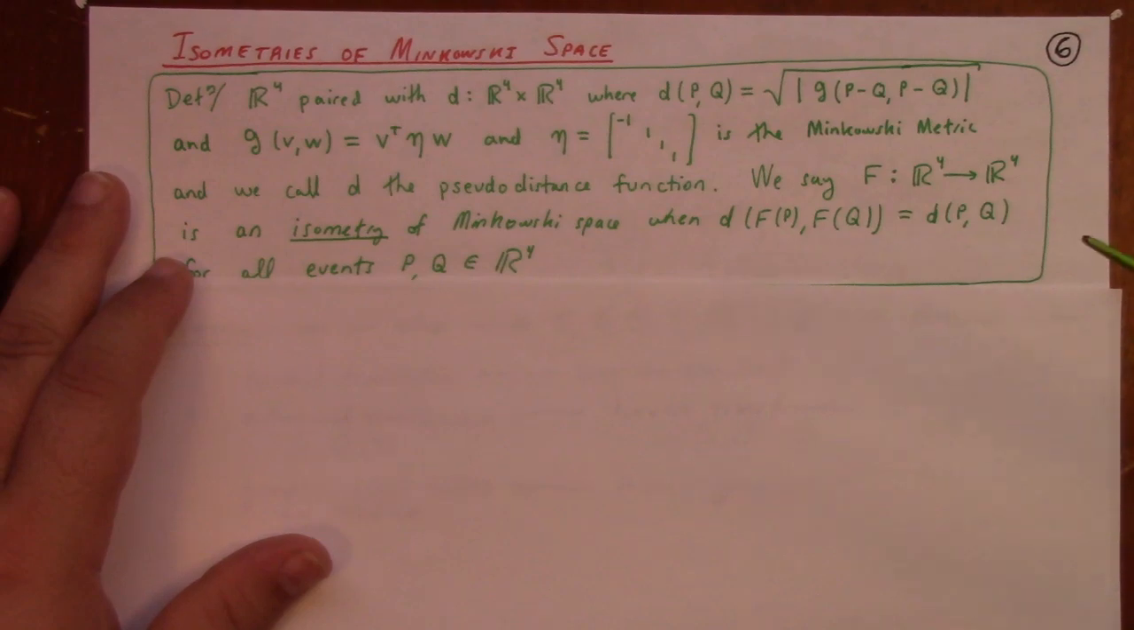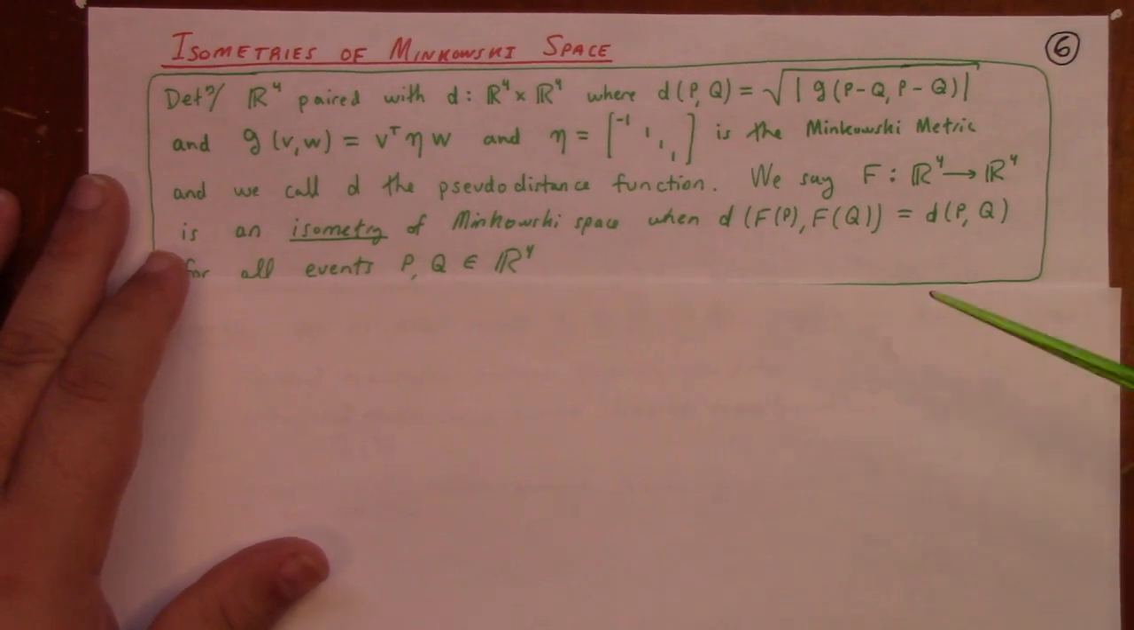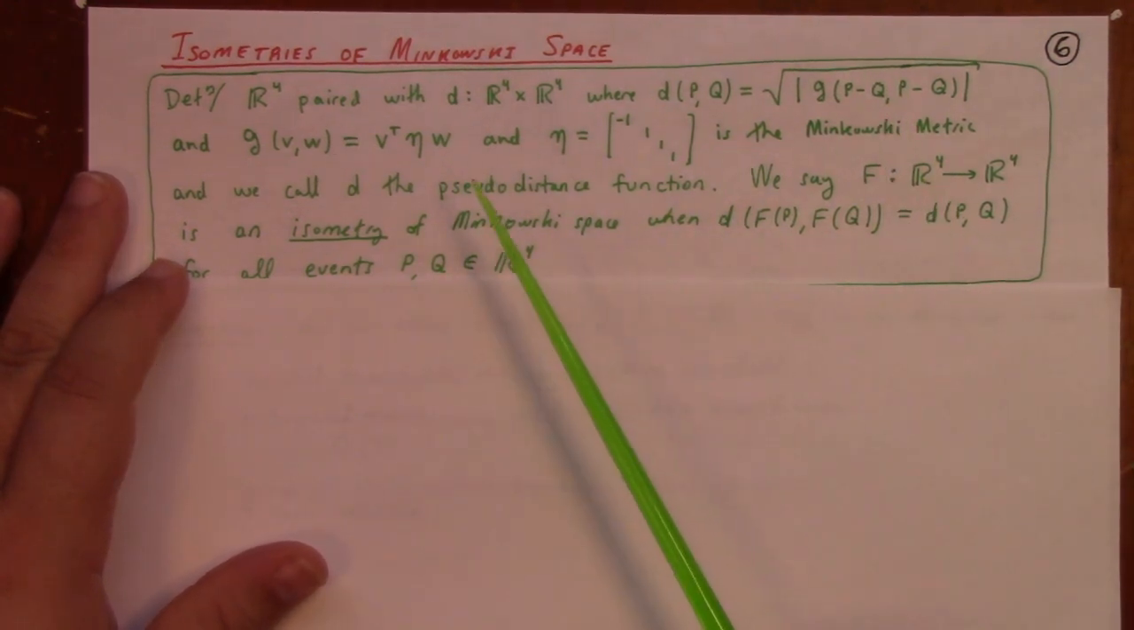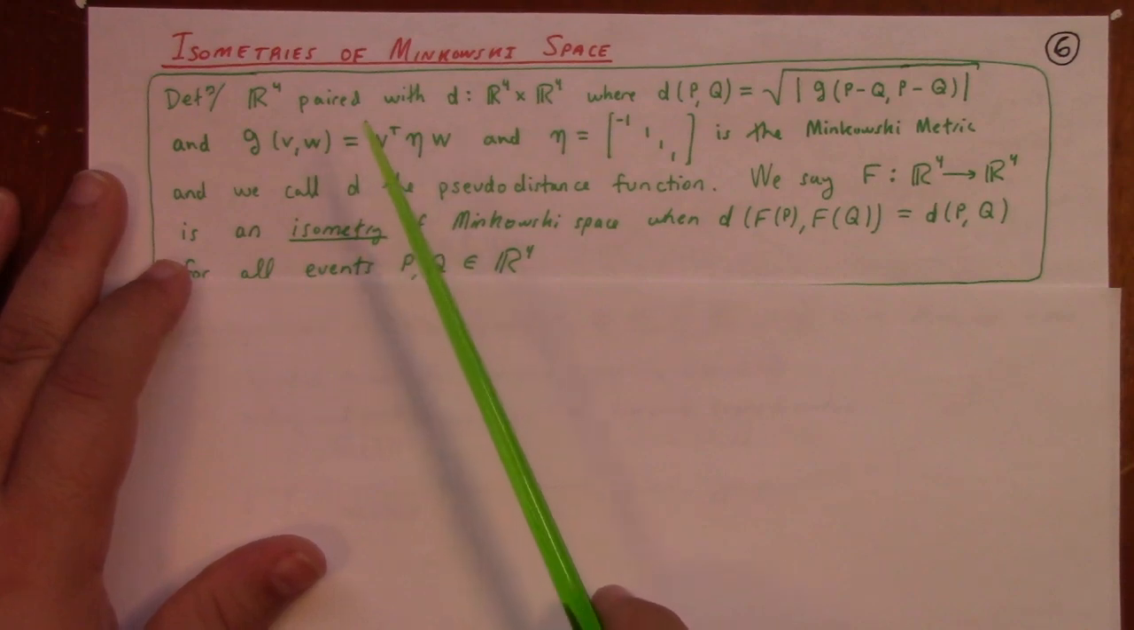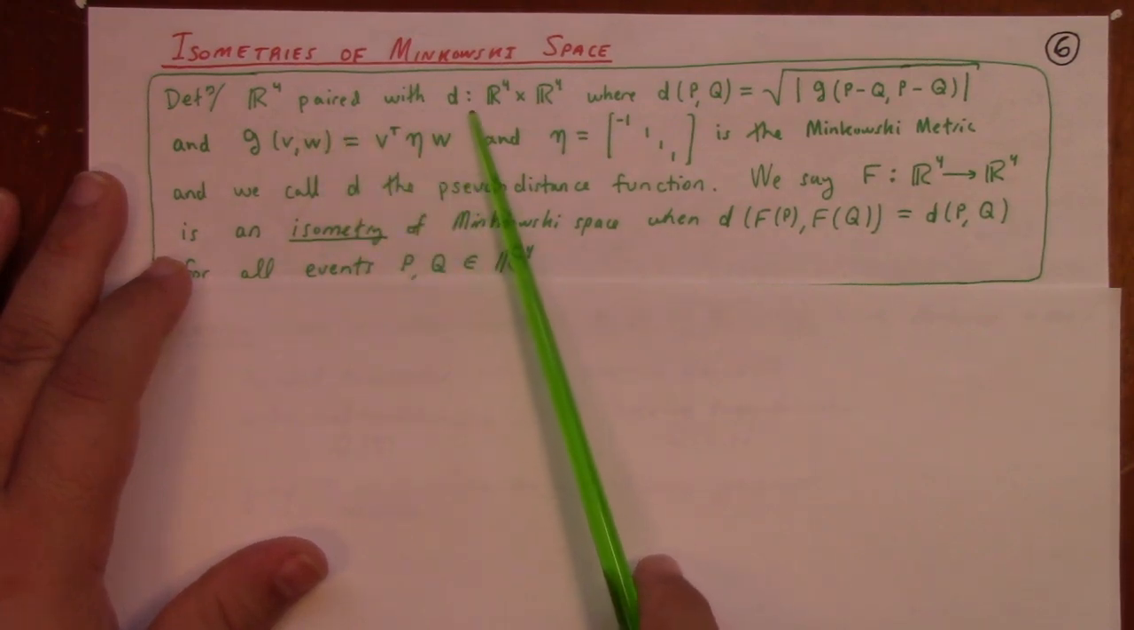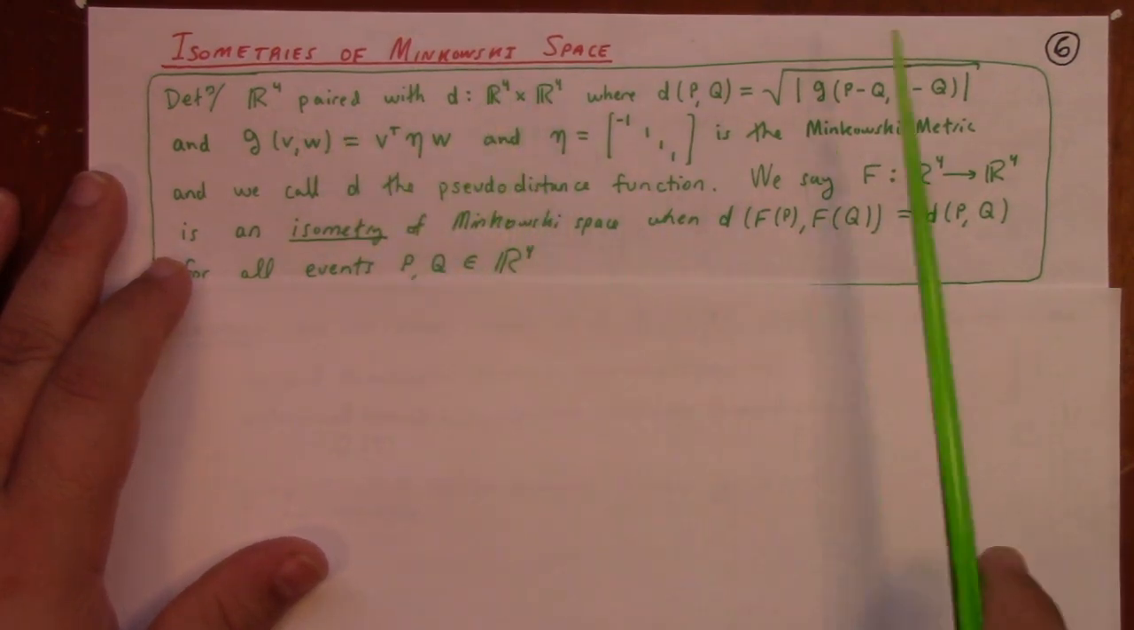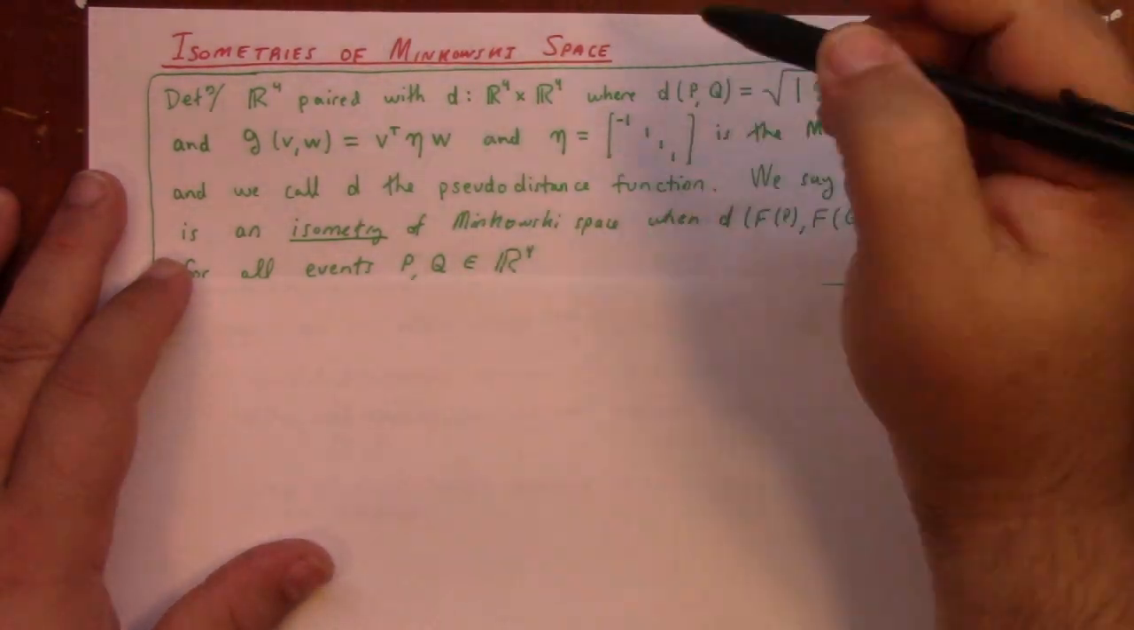Focused. How about Minkowski space? Can we go through the analog of 1, 2, 3, 4, 5, 6 for Minkowski space? So first of all, what's the analog of distance? So R4 paired with this distance.